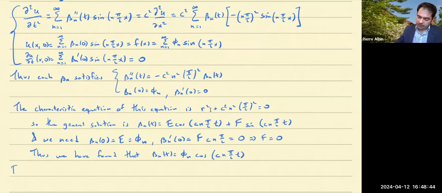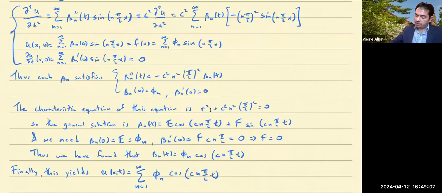Okay, and finally, this yields the solution to the wave equation. u of x comma t is equal to the sum, n goes from 1 to infinity, of phi n cosine of c n pi over L t times sine of n pi over L x.